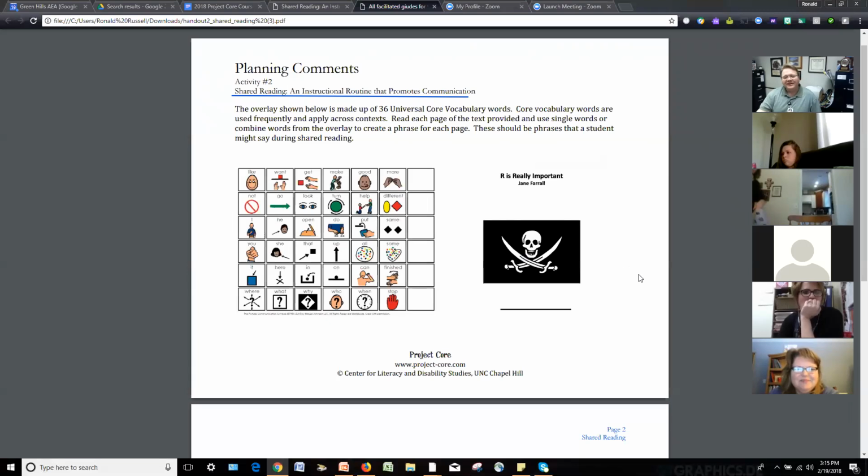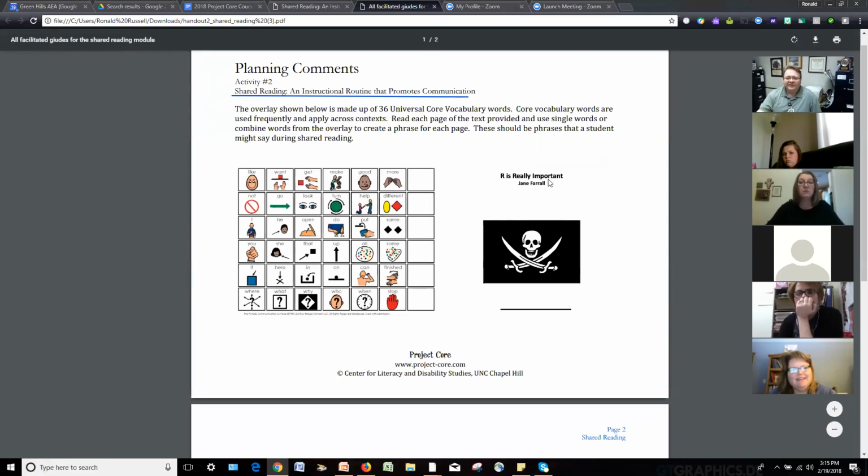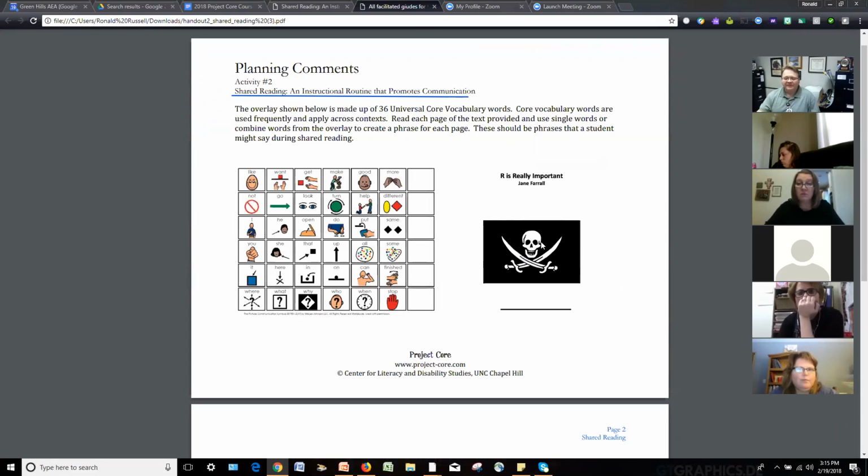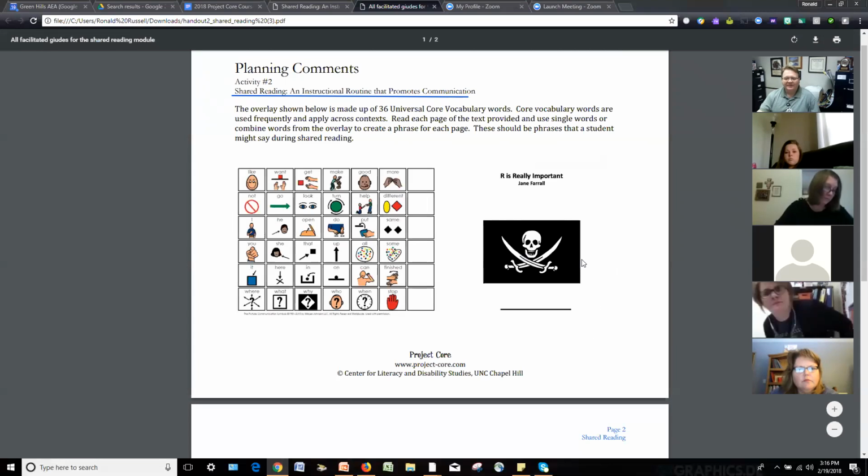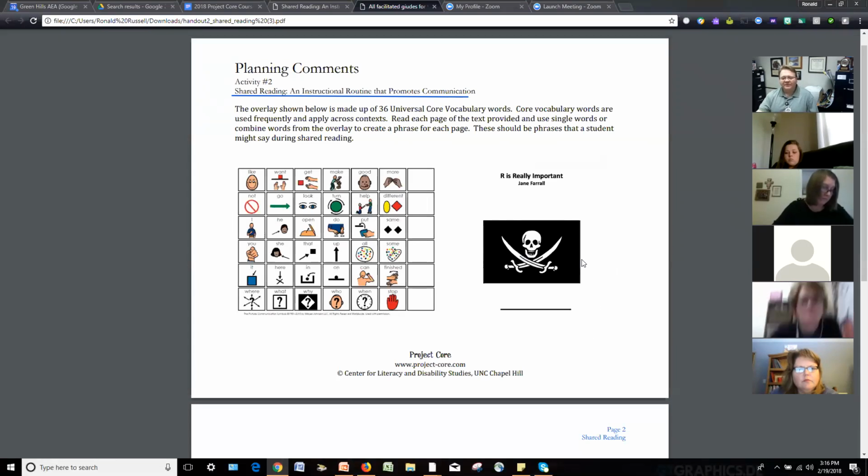Okay, whether you looked at it ahead of time or you're just looking at it now, we're going to talk through this together. So this would be like a title page. R is Really Important by Jane Farrell. This is just our book. Picture this as either a Tar Heel Reader book, used online on an iPad, or possibly printed out in a booklet format. So what about this cover page? Anybody have any thoughts or ideas of a planned comment just for the title page, thinking about your core board?